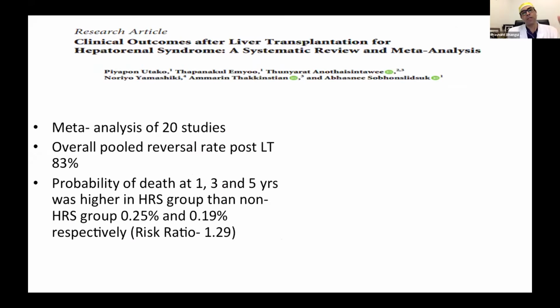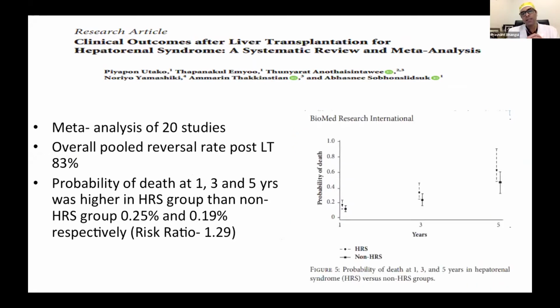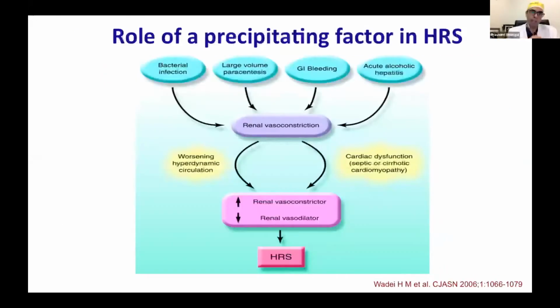This is clinical outcomes after liver transplantation for hepatorenal syndrome. If you look here, you'll see that the overall pooled results showed a reversal rate post-liver transplant of about 83%. But at the same time, the probability of death at 1 year, 3 years, and 5 years was much higher in the HRS group as compared to the non-HRS group.